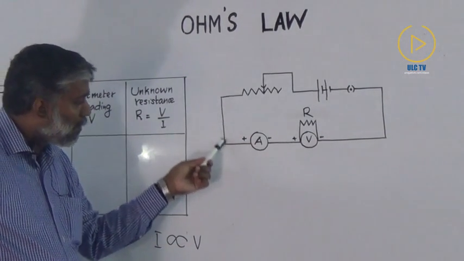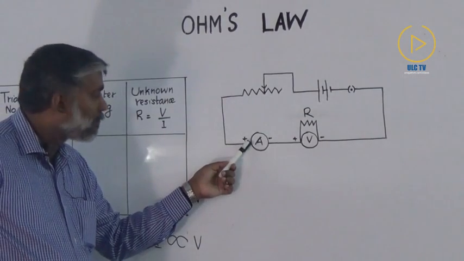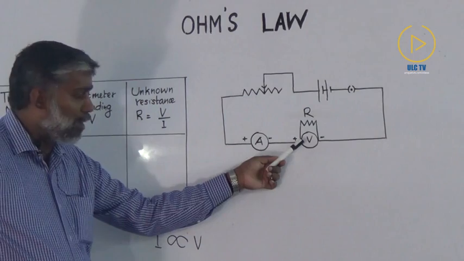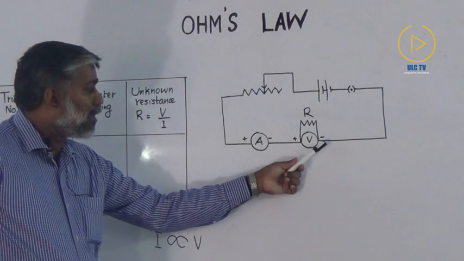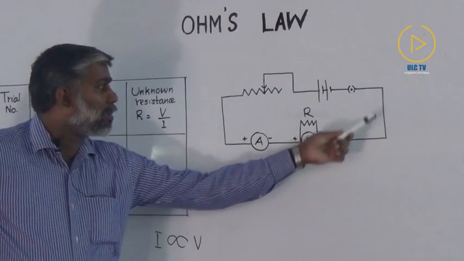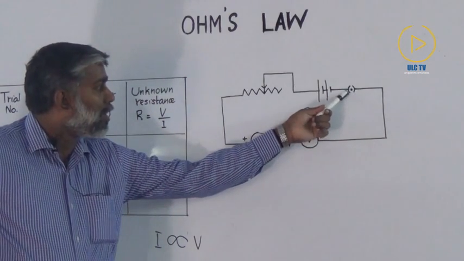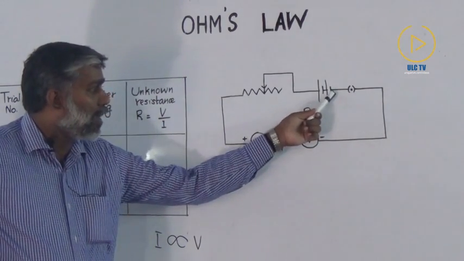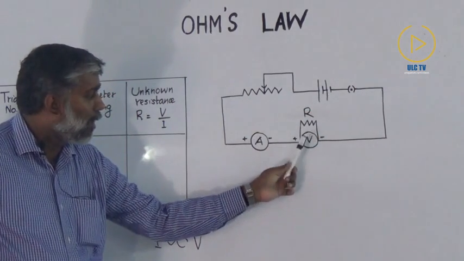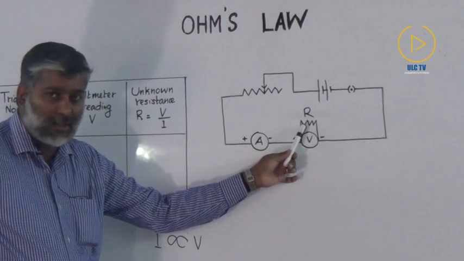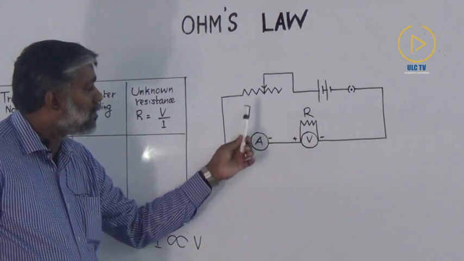From one side you are taking the next connection. It is connected to the positive of ammeter. The negative of ammeter is connected to positive of voltmeter. Then negative of voltmeter is connected to one end of plug key. Then the other end of key is connected to negative of battery. Across the terminals of voltmeter, we are connecting the unknown resistance. That's all about the circuit diagram.